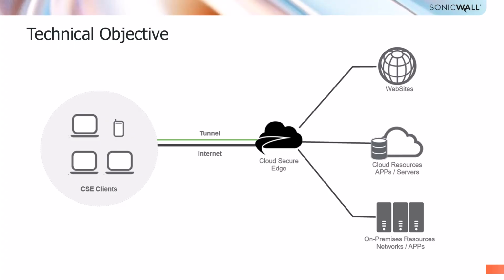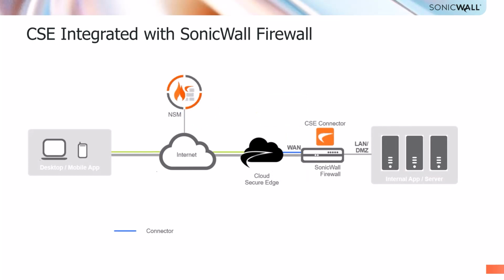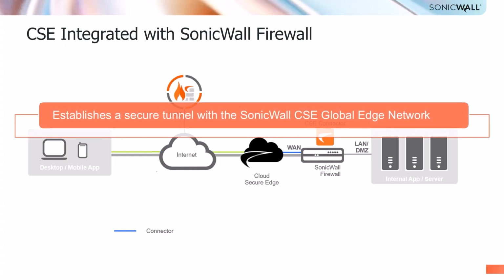In most cases, you can use either or both deployment models. If you choose to integrate it with a firewall, set up a CSE connector through a SonicWall firewall. This connector is supported on SonicOS 7.1.2 or higher and Network Security Manager 2.5 or higher, and it accomplishes various functions. It establishes a secure tunnel with the SonicWall CSE Global Edge network.